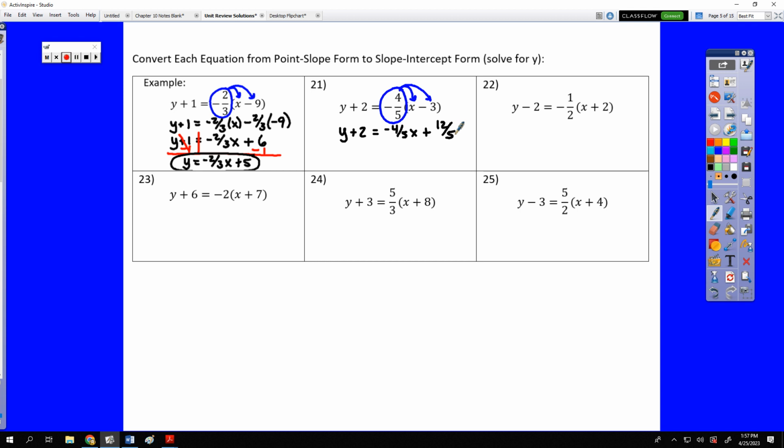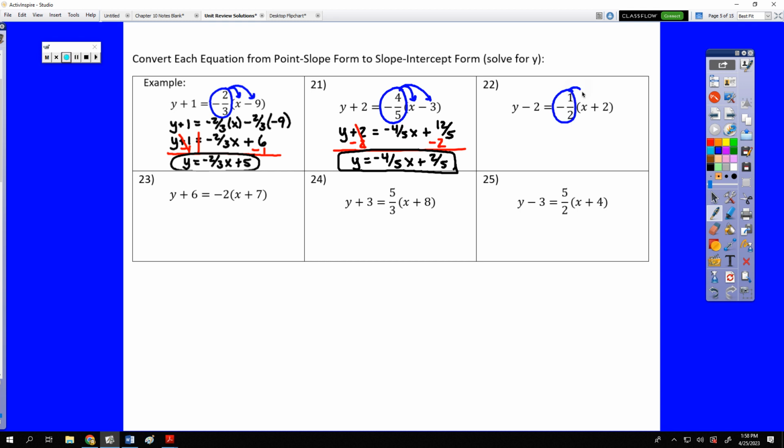So then we would need to get the y by itself by subtracting 2 from each side. So we're going to have to lean on our calculator here. 12/5 minus 2 is actually 2/5. So our answer here should be y equals 4/5 x plus 2/5. And again, I apologize for the ugly numbers. That will not happen on your actual test.